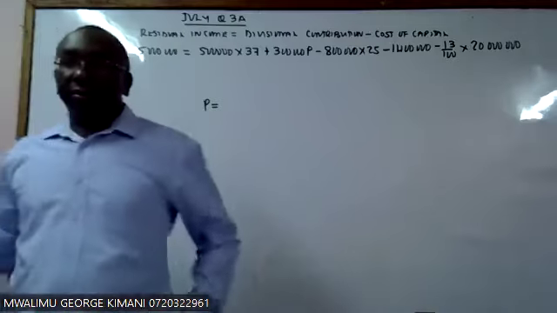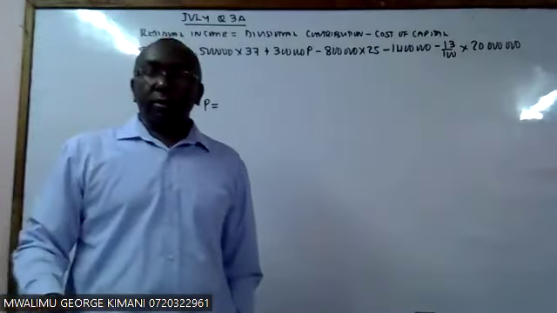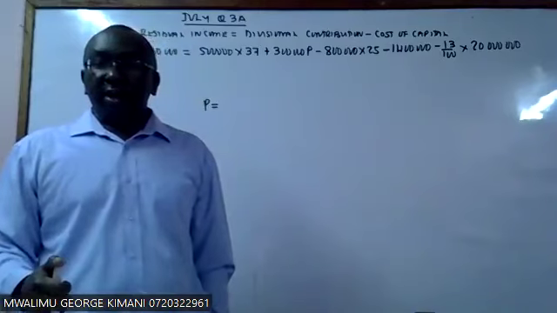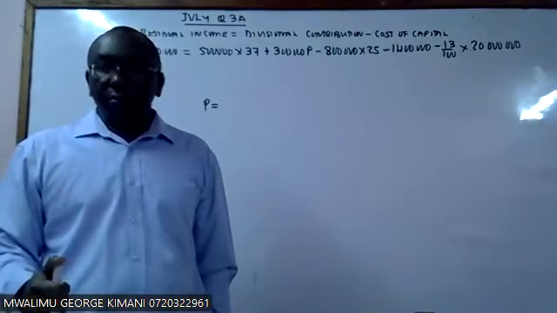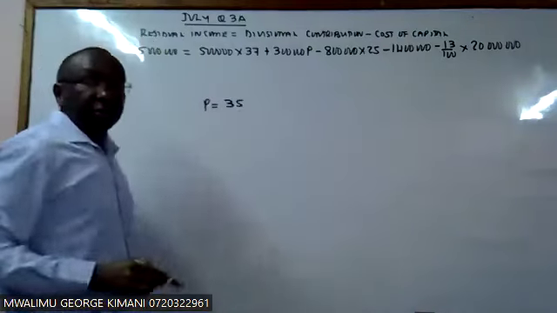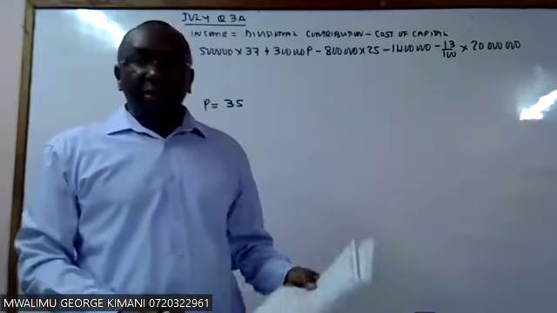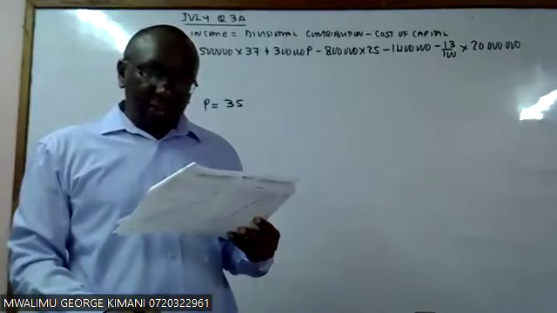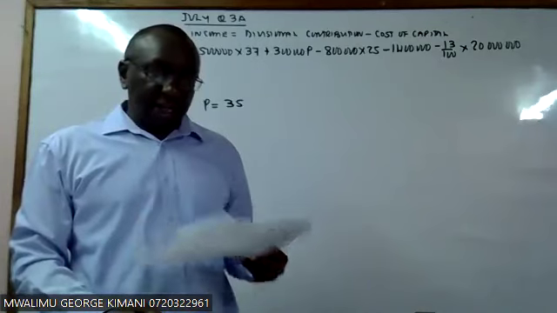What is the answer? What is the value of P from there? Good, 35. So P is 35. That's the correct answer. So the next requirement, we are told, explain why the price calculated may lead to suboptimal decision making from the viewpoint of XYZ taken as a whole.